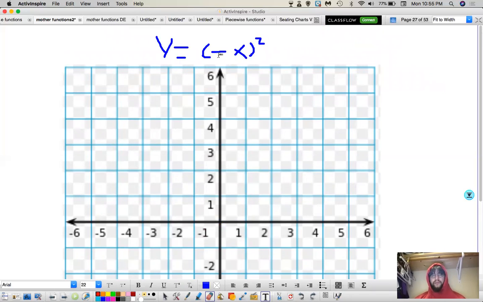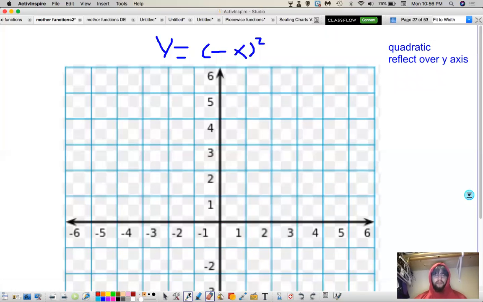Notice this one. The negative x squared here. It's with the function, so it's still quadratic. It's inside the function, so it's reflect over y-axis. So you might be thinking something right now, and you're right. If you're not thinking well, then just keep watching.